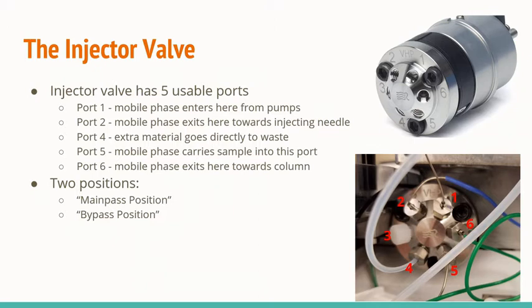The 1260's automatic injection valve has only 5 usable ports instead of the standard 6, but keeps the standard 2 positions of any rotating injection valve. They are referred to as the bypass position and the main pass position. Mobile phase is pumped into port 1 and leaves port 6 to go to the column. Port 2 allows for access to an injected sample, which is then brought back into port 5 before leaving the valve.